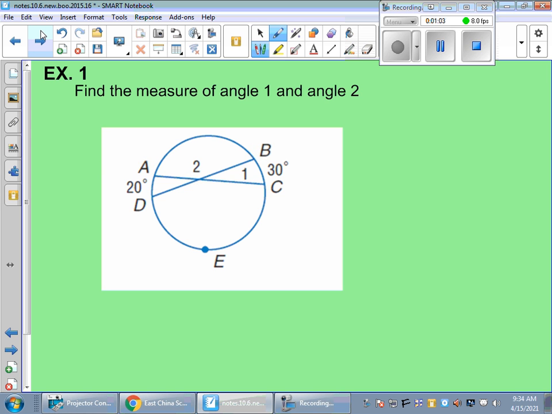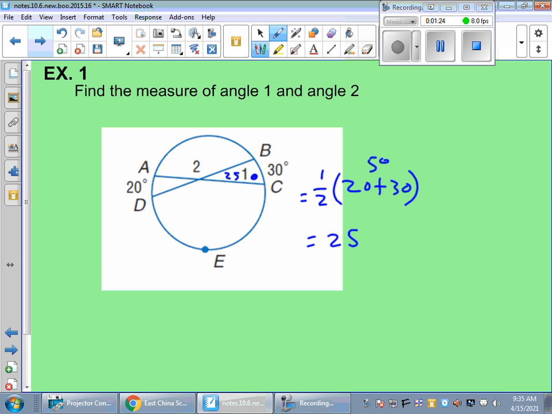So to find the measure of angle 1, so here's angle 1 right here. You're going to go 20 plus 30. Add those together. You're going to take a half of that. I just like to say divide by 2. So you add those two together and you get 50. 50 divided by 2. So that's going to give us 25. So this angle is 25.